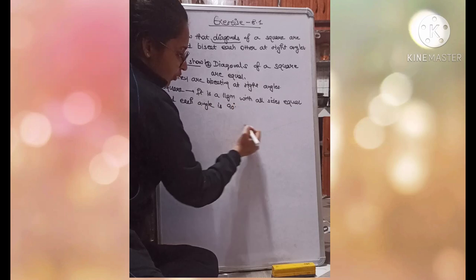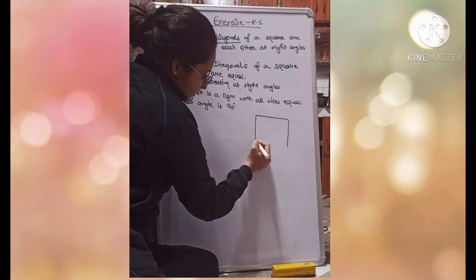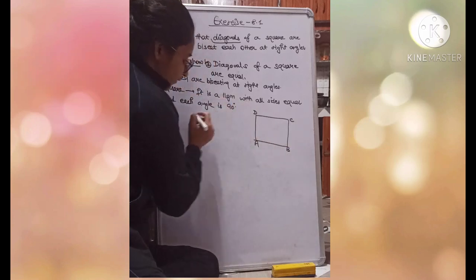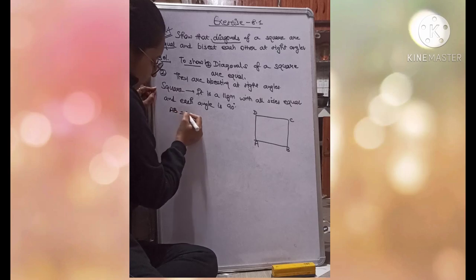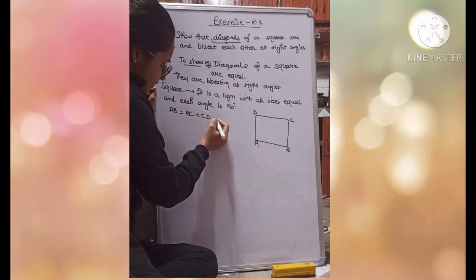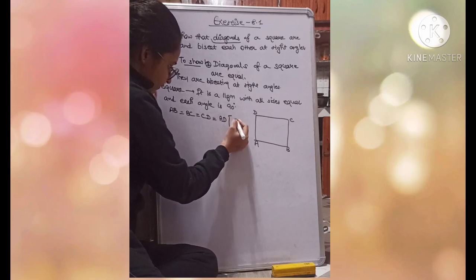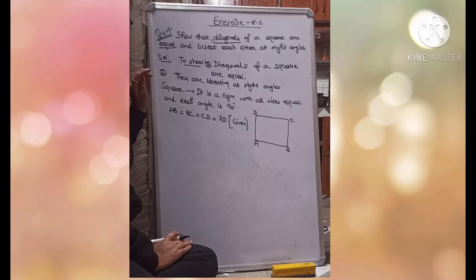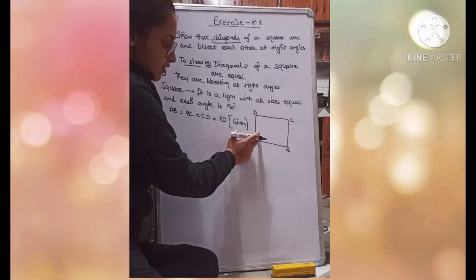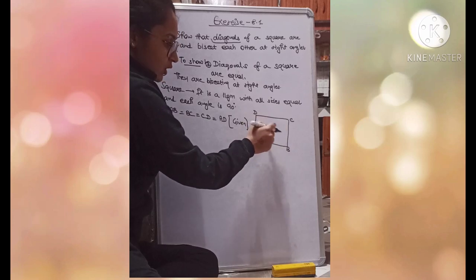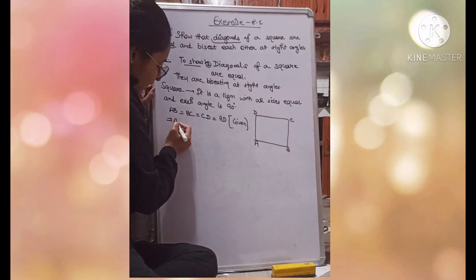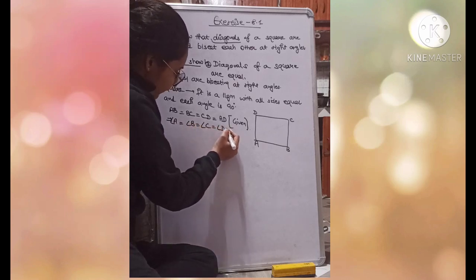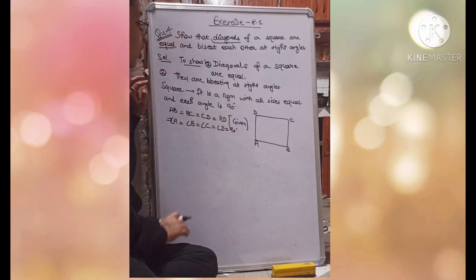Now I am drawing the figure for square. It is A, B, C, D. Now given is AB is equal to BC is equal to CD is equal to AD. This is given, and if square is a parallelogram and opposite angles of parallelogram are equal, it means if one angle is of 90 degree, then all other angles will also be automatically 90 degree. So angle A is equal to angle B is equal to angle C is equal to angle D, 90 degree. This is also given.